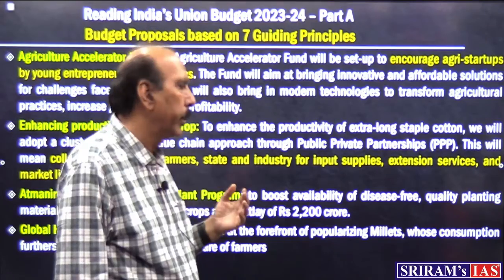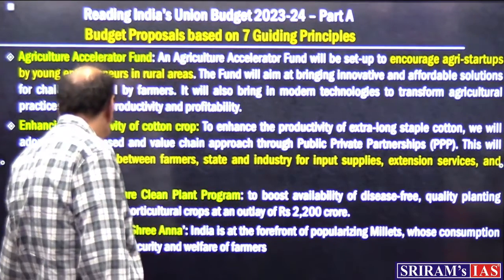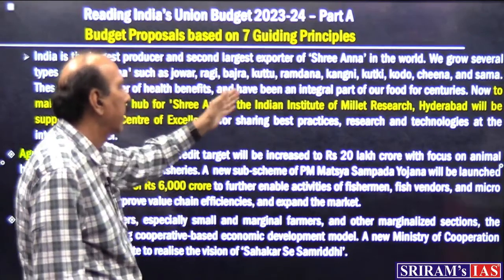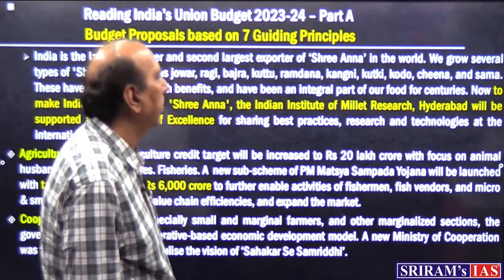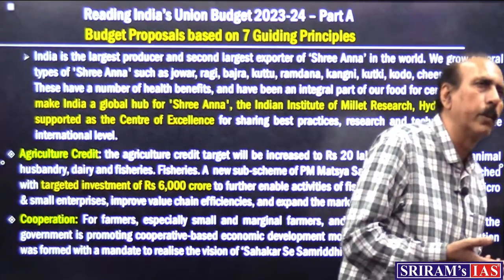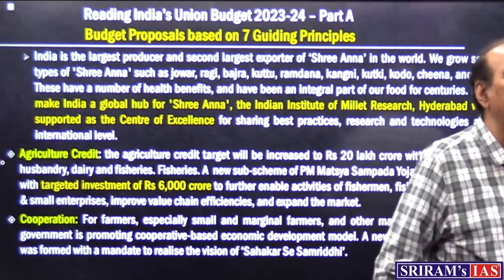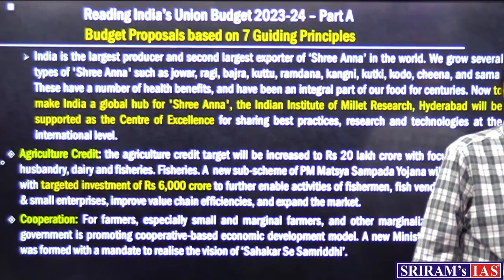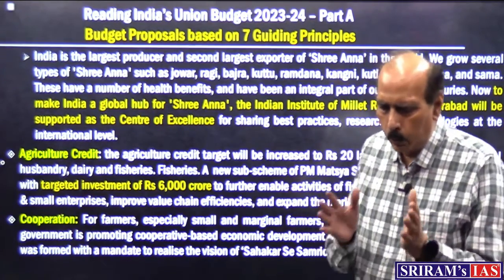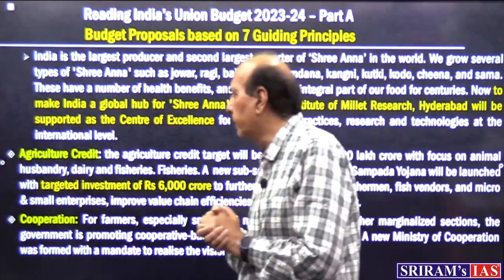We are not only producing millets, we are producing various other coarse grains in various parts of the country: jowar, ragi, bajra, kuttu, ramdana, kangni, kutki, kodo. We call them by various names in various parts of the country. These are the coarse grains. Therefore, these have to be promoted, and all this coarse grain group is termed as Shri Anna.